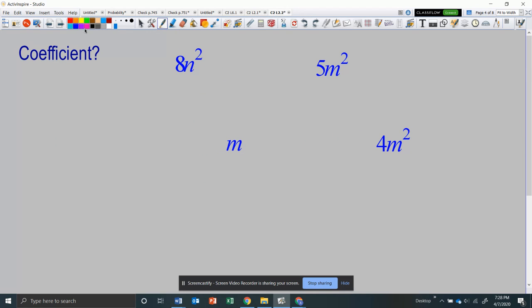So I explained here, 8 is the coefficient, 5 is the coefficient, 4 is the coefficient, and you might like to look at this one and say, oh, there's no coefficient, but that's not true. If there's a number by itself, then it's understood that there's a 1 in front of it, so 1 would be the coefficient.